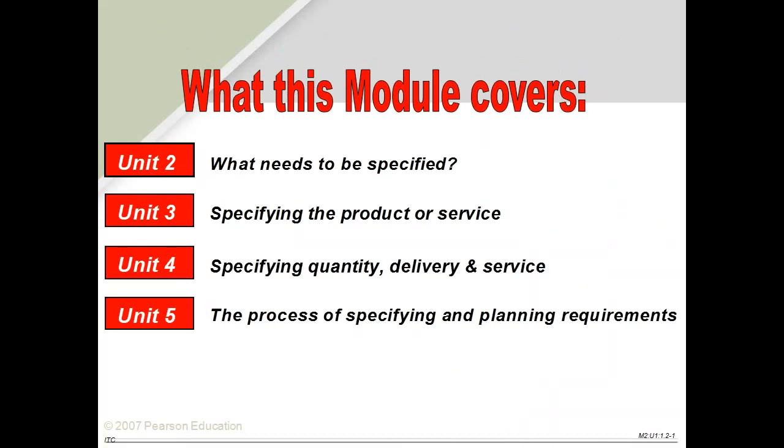Next comes what this module covers. So you will have module unit 2. Unit 1 is the introduction part. So chapter 2 is what needs to be specified: specifying the products or services, specifying quantity, delivery and service, and the last is the process of specifying and planning the requirements. So unit 2 is how to specify the goods and services. Unit 3, chapter 3, is about specifying the products and services, quantity, delivery, service. And the last is how do I plan it?